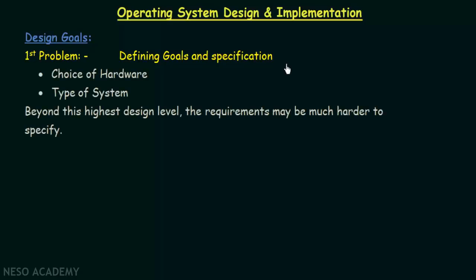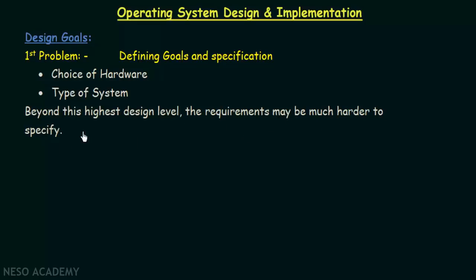Talking about some of the requirements which we can specify, two of them are the choice of hardware and the type of system. By choice of hardware, what we mean is the kind of hardware on which we are going to build our operating system. And then the type of system. We have discussed a few types of systems in our previous lectures. It may include multiprocessing systems, multitasking systems, real-time systems, and so on. So these are two requirements which we can actually specify. But beyond this highest level design, the requirements may be much harder to specify.